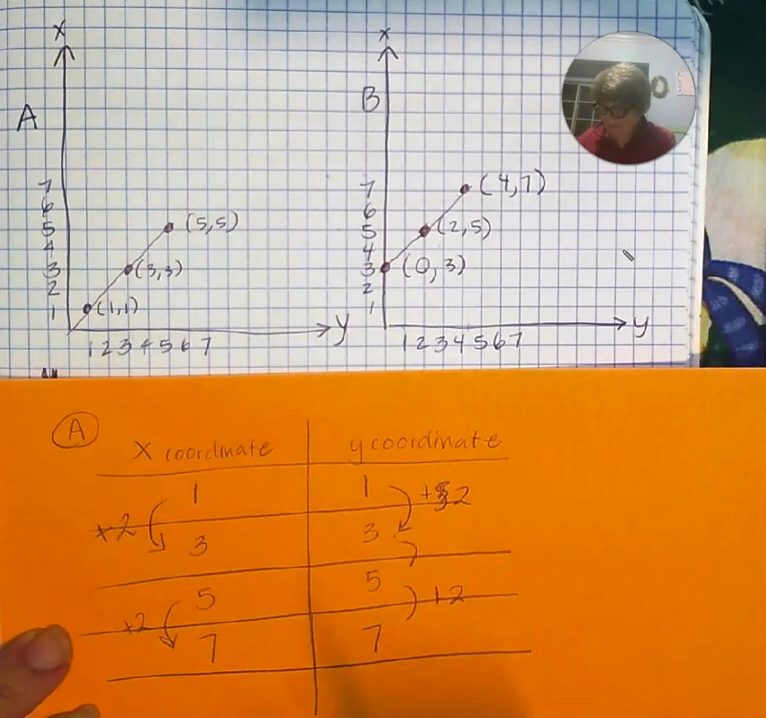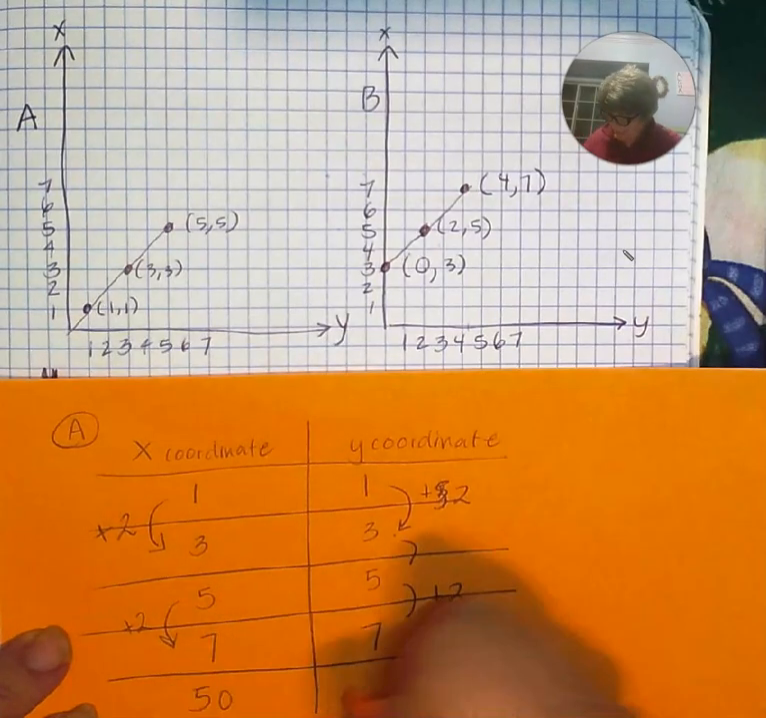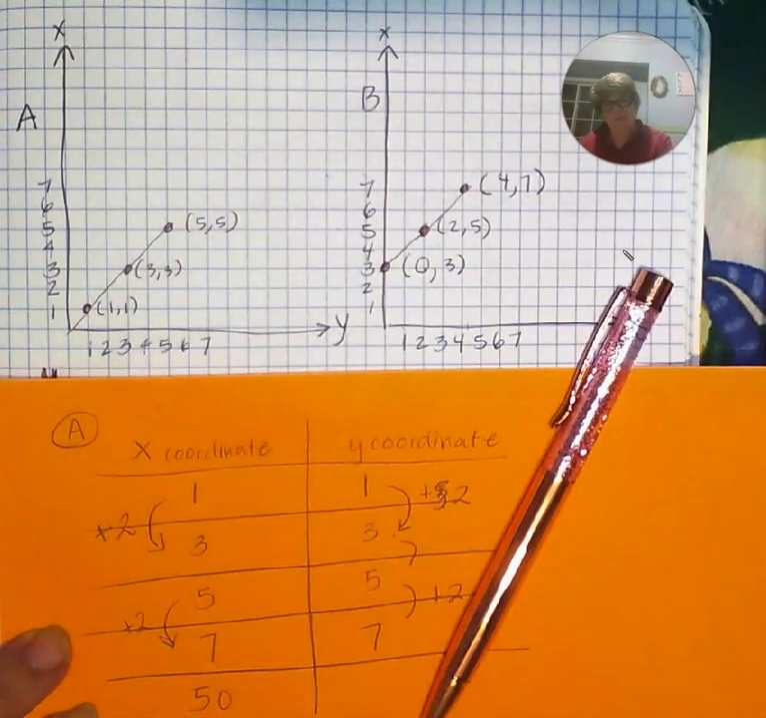Okay, so what if my x was 50? What would my y be then if my x was 50?